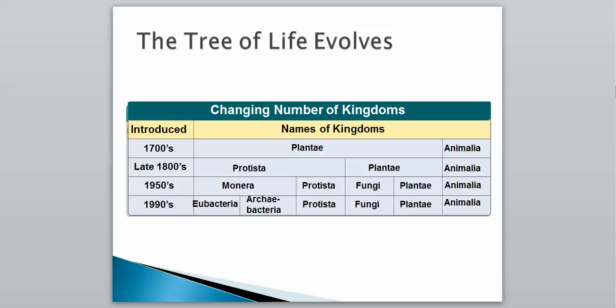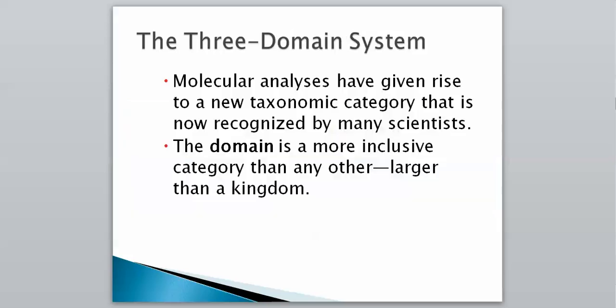And up until this point, we've been saying that the kingdom is our largest group of classification. However, as time goes on, things change even more. So now we have something called the 3-domain system, and molecular analysis has given rise to a new taxonomic category that is now recognized by many scientists. This new category is the domain, and it's a more inclusive category than any other. Like I said, it is larger than a kingdom. So add this maybe to your list of 7 levels that we had before. We now have 8, with domain being the highest.